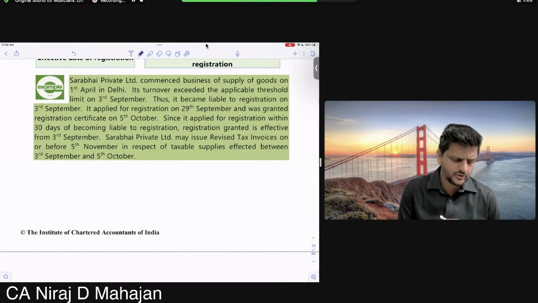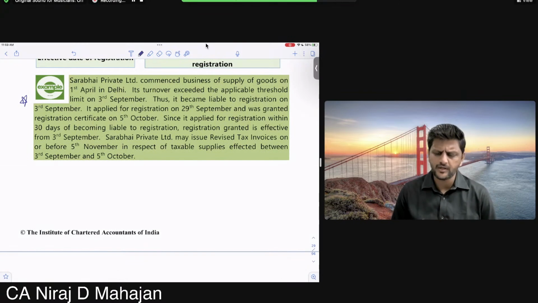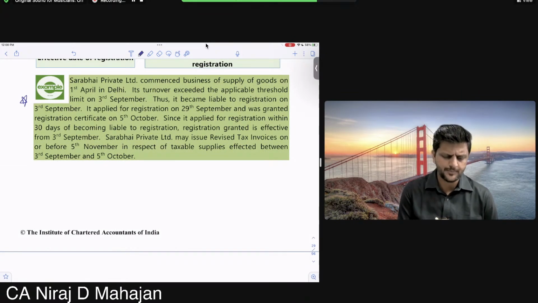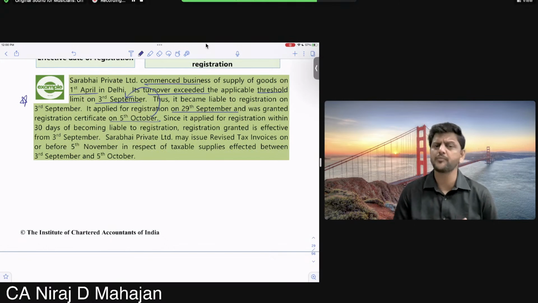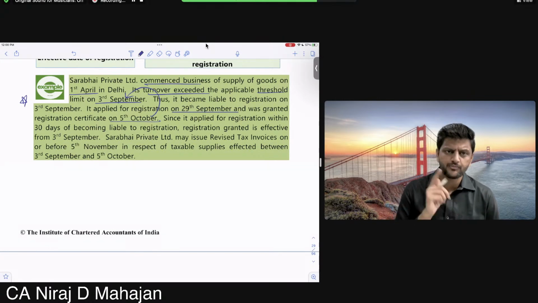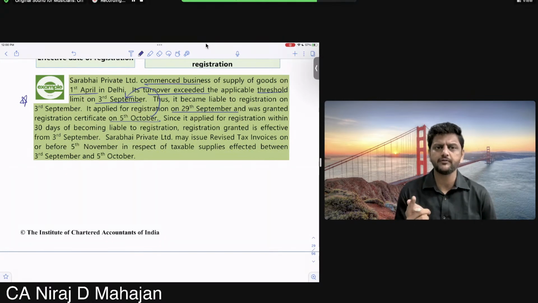Check the example. Saraway Private Limited commenced business of supply of goods on 1st April. Turnover exceeded the threshold limit on 3rd September. It became liable on 3rd September. It applied on 29th September, within 30 days, yes, and was granted on 5th October. But this registration is applicable from 3rd October. So whatever supply is done from 3rd October to 5th October, for that period he has to issue revised tax invoices till 5th November.